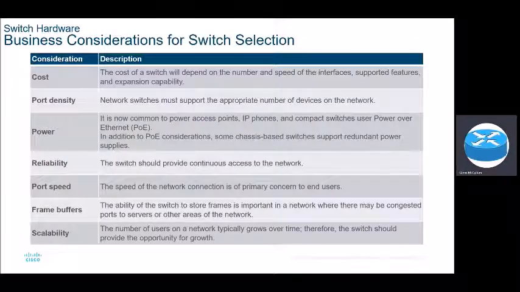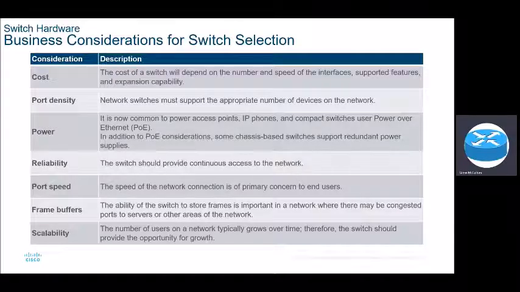All right, so switch selection. There are quite a few things you need to consider. Cost is always a consideration. The cost of a switch will depend on the number and speed of the interfaces, supported features, and expansion capability. Port density, of course, is how many ports per device. Power: it is now common to power access points, phones and compact switches using Power over Ethernet. You can also consider redundant power supplies for your switches as well. So you can basically have a separate DC power supply and keep the switch going even if the AC fails.